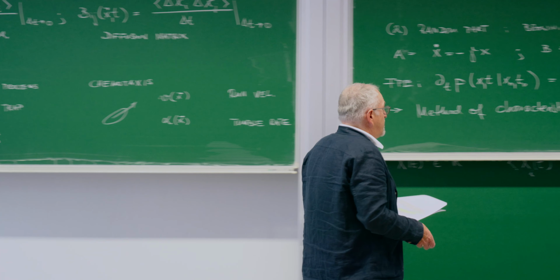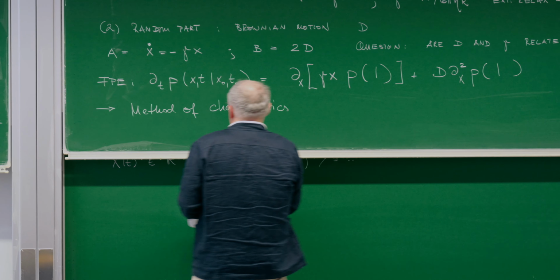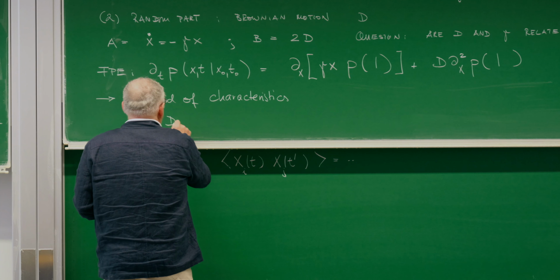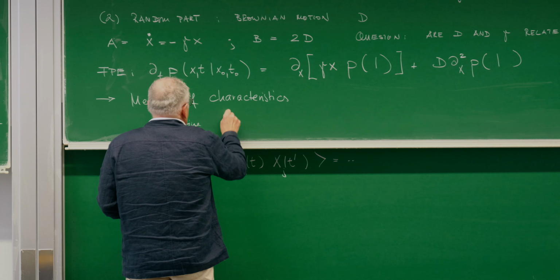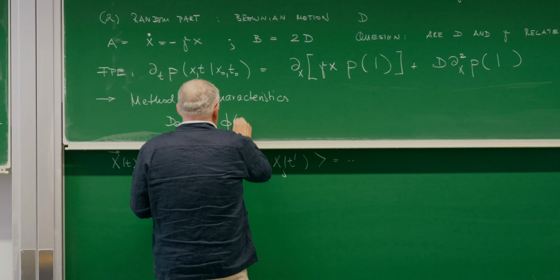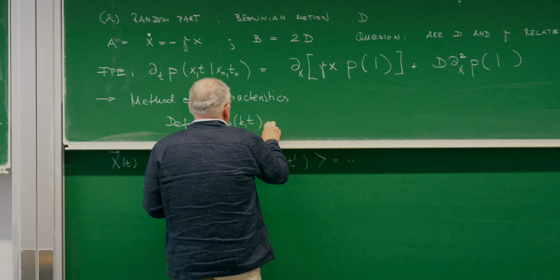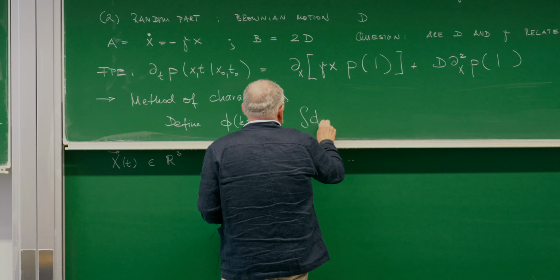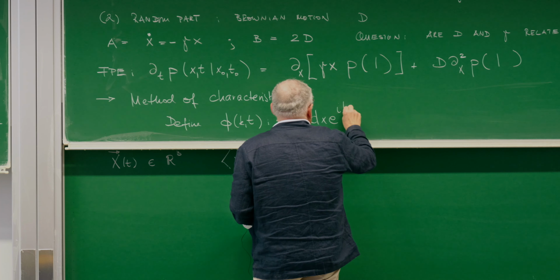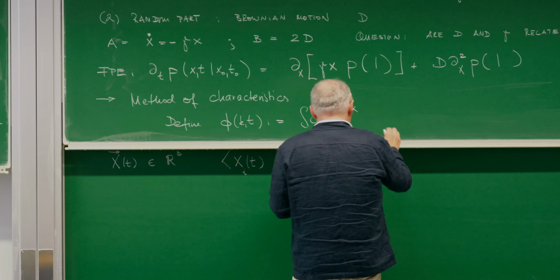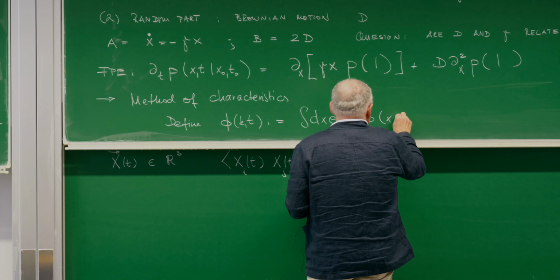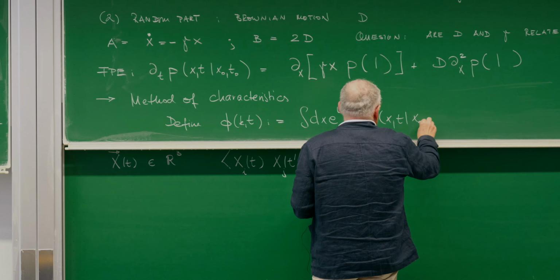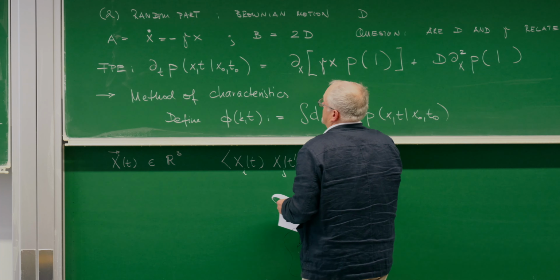Let's try. So we define a function, which is the Fourier transform phi of k and t, as an integral over x of e to the i k x times p of x and t, given x naught and t naught.